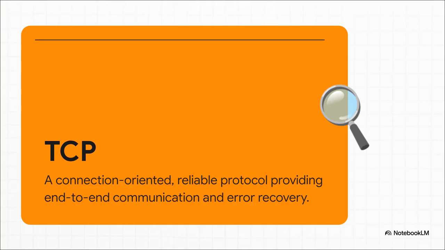Think about loading a web page. You need every single piece of it, right? Every image, every line of code. If even one little packet goes missing, the whole page could be a garbled mess. That's why, for this job, we use TCP. It is the white glove, guaranteed delivery service of the internet. It makes absolutely sure every single packet arrives safely in the right order.